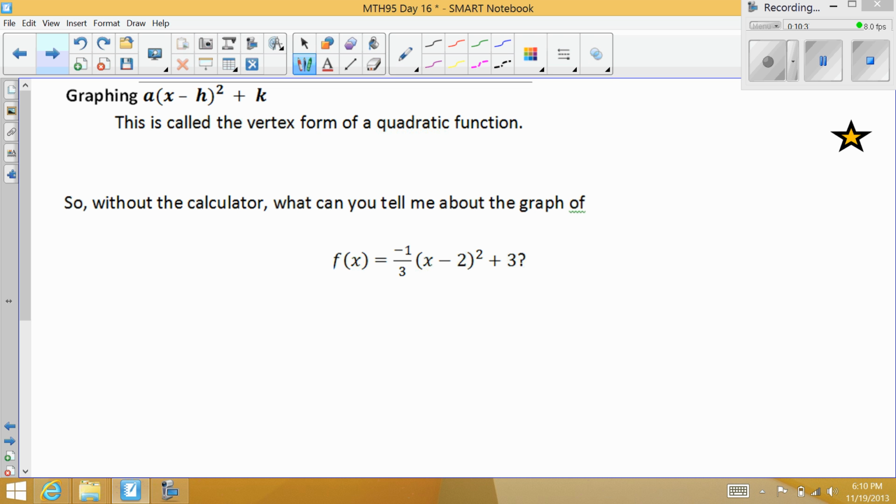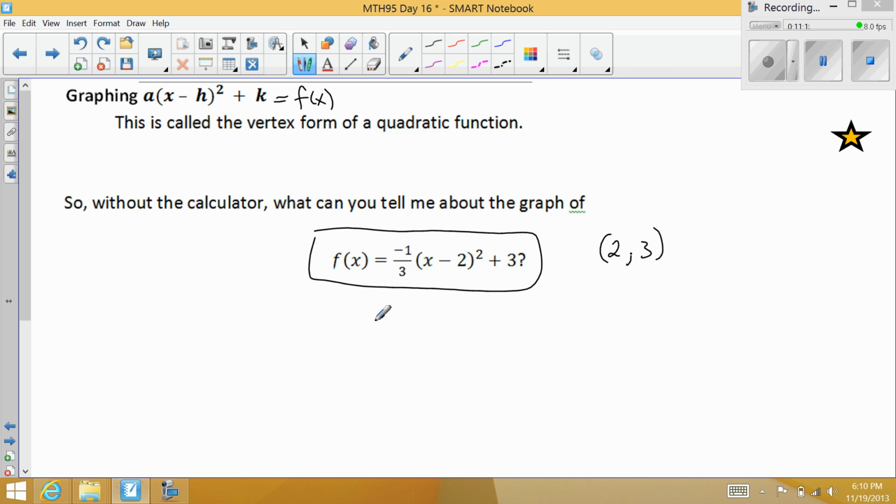Okay, so putting all three of these together, if we're graphing f of x equals a times (x subtract h) squared plus k, we've got the vertex form of a quadratic equation. So without even touching our calculator, we know quite a bit about what this particular function should look like. We know that it's been shifted horizontally 2 units. We know it's been shifted vertically 3 units. So its vertex is actually going to be at (2, 3).